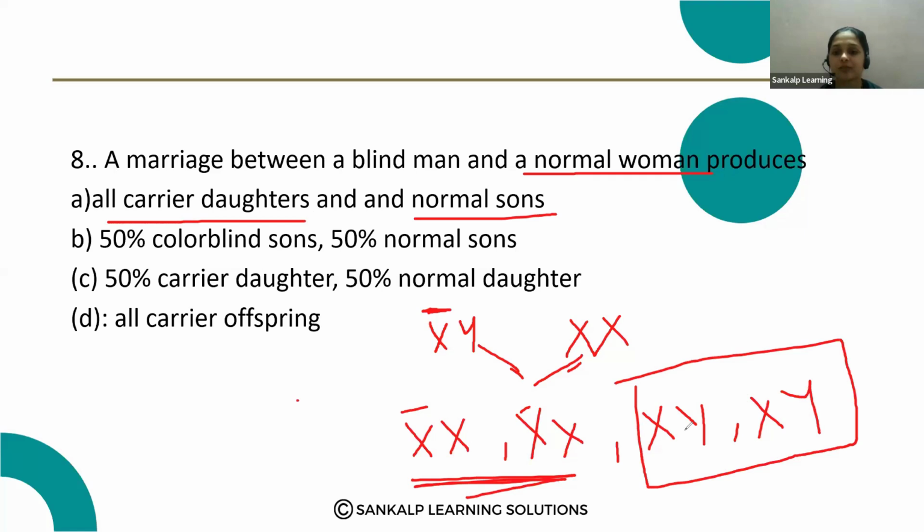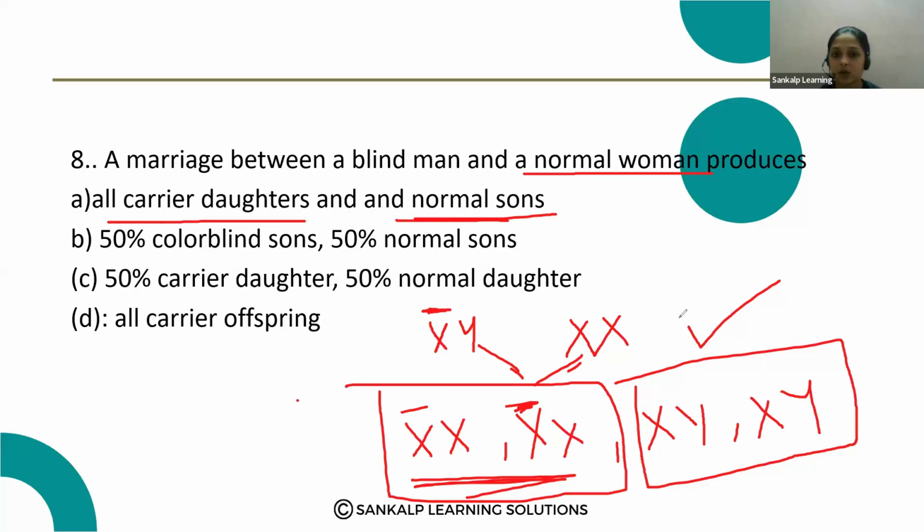Here all the sons are normal XY, but the daughters have a defective X chromosome, one chromosome is defective, so they are called carriers. So all the daughters are carriers and the sons are normal. So option 1 is the correct answer. See option 2, 50% colorblind sons: no, there are no colorblind sons. 50% carrier daughters and 50% normal daughters: no, this is not possible. Option D is also not possible. Option A is the correct answer.